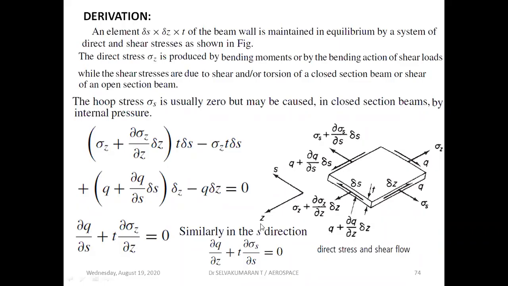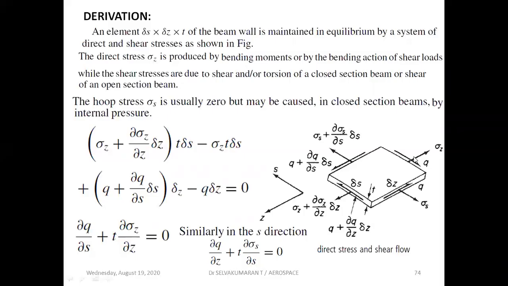Now we are going to resolve the forces in the z direction. Forces acting in the z direction are taken as positive, as shown; the other direction is taken as negative. Sigma z plus dou sigma z by dou z into delta z, in Newton per meter square, is multiplied by the area delta s into t, meter square, so it becomes Newton, in the positive z direction. The other sigma z is in the negative z direction, so minus sigma z into the surface area, which is t into delta s. The same surface area is on the other side also.